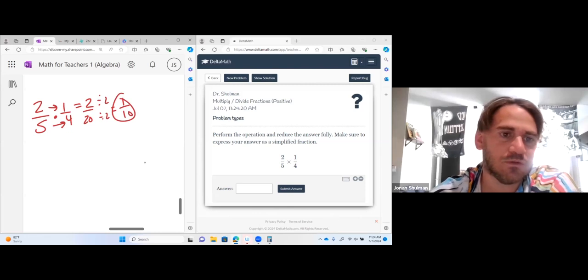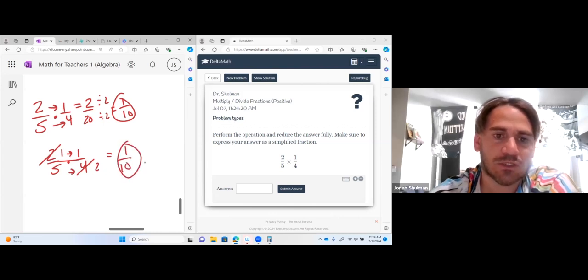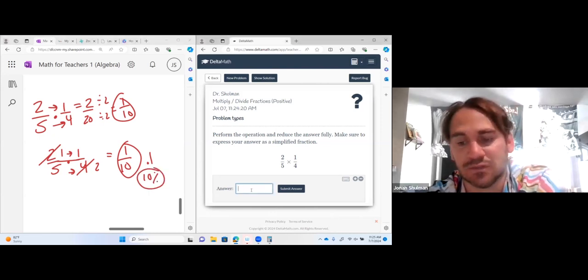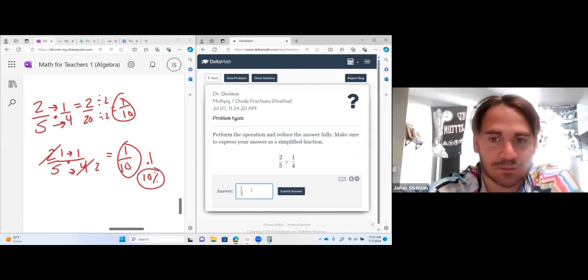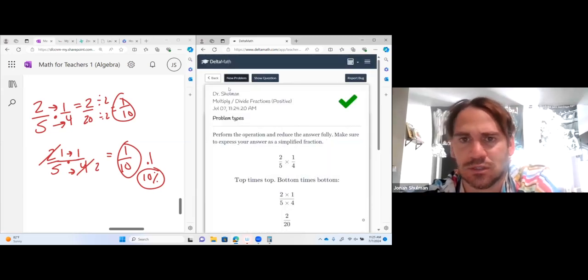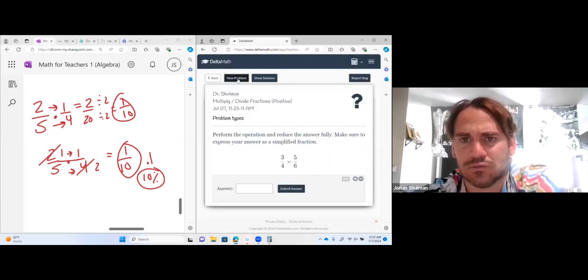What's another way we can do it? 2 over 5 times 1 over 4. You could immediately cross out a bottom and a top by extending this. 2 goes into 4 1/2. 1 times 1 is 1. 5 times 2 is 10. Either way, it's 1/10 or 0.1 or 10%. Those are the 3 ways we can write the answer. They want it as a simplified fraction. There we go. Magic. Let's see if they give us a division one.